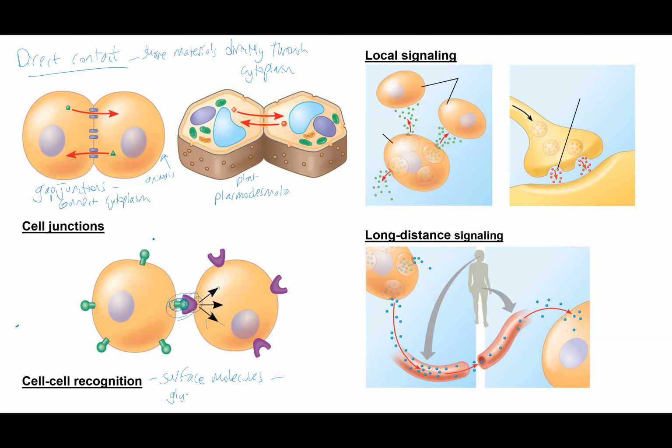These could be glycoproteins. So proteins in the lipid bilayer that have carbohydrates attached to them. Those carbohydrates can give information. These can also be glycolipids. Lipid molecules that have carbohydrates attached to them.